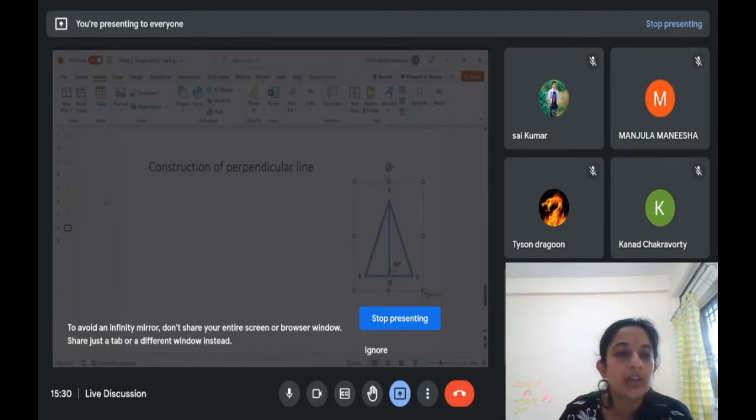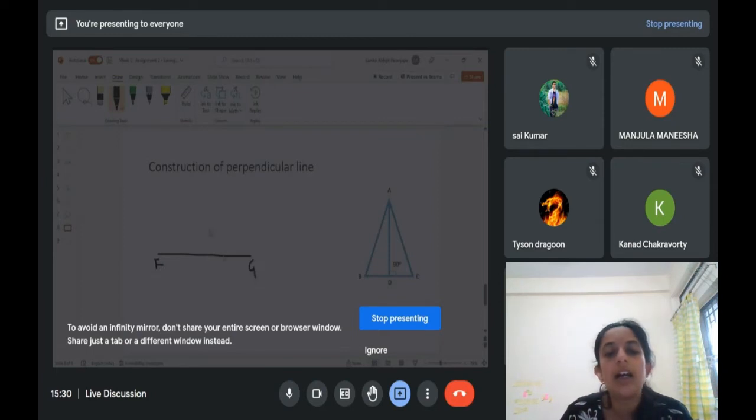Okay, so what is the scenario here? You are given a line, let us say maybe F and G, and you are asked to draw a line which is perpendicular to line FG passing through point maybe K. So now this K could be outside, or this point, let us name it another point. This point can be maybe M.